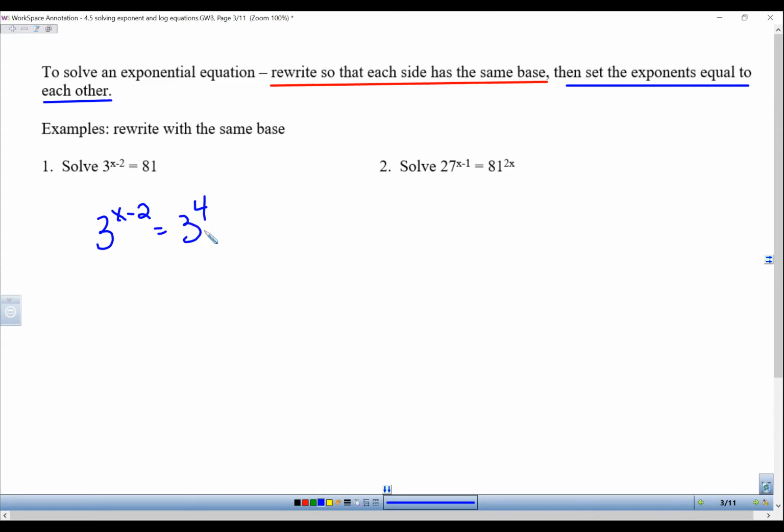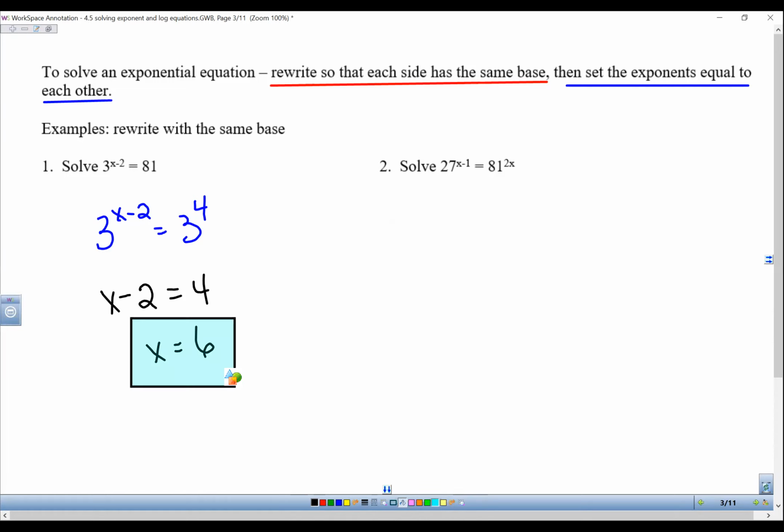Now, if you don't know that, you could look and say, okay, this one's 3, I can't do anything with that, but let's start multiplying. 3 times 3 is 9, 3 times 3 times 3 is 27, 3 times 3 times 3 times 3 is 81. Just find different powers of 3 so that you end up with the same base. So using the equality of exponents, we have the same base, which means our exponents must be equal. Then we can add 2 to both sides, and our solution is x equals 6.